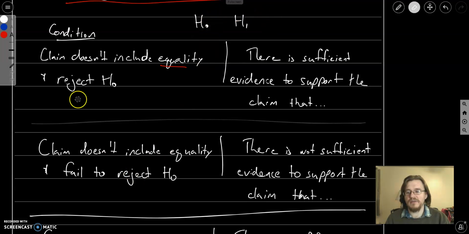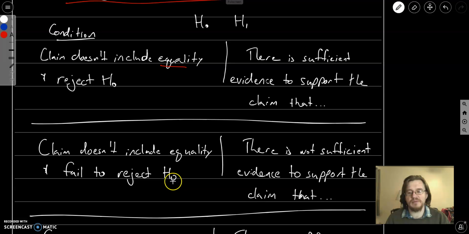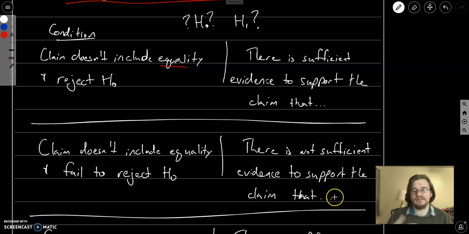However, maybe we can't reject the null hypothesis. Maybe we can't say that H0 is false. So it could be true. Who knows? We didn't find anything so unusual that we could reject this hypothesis. So what do we say? There is not sufficient evidence to support our claim. And that's it. All we can do is say that we can't reach the conclusion that our claim was true or our claim was false. We simply do not have sufficient evidence.